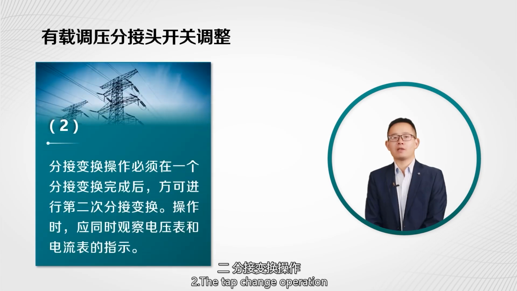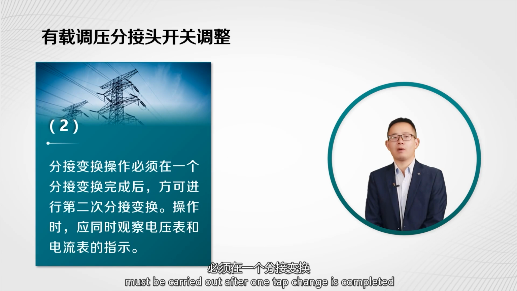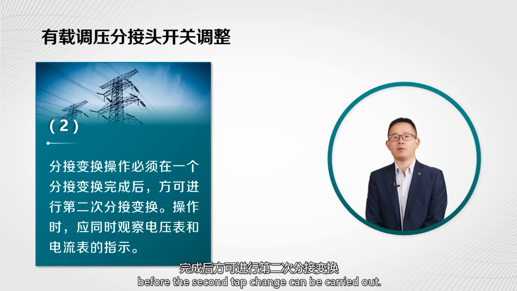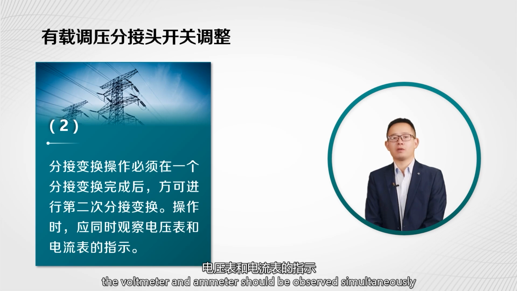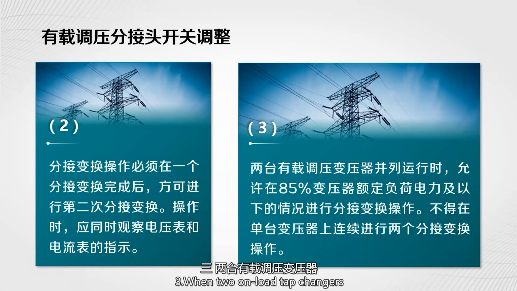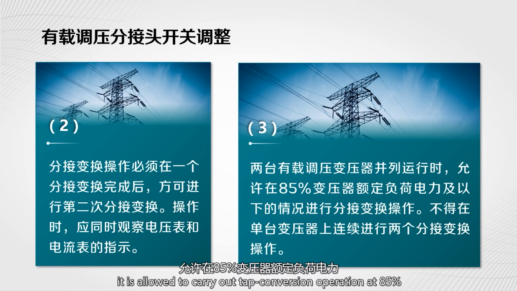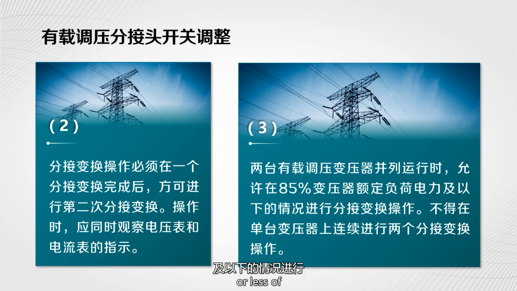Second, the tap change operation must be carried out after one tap change is completed before the second tap change can be carried out. During the operation, the indications of the voltmeter and ammeter should be observed simultaneously. Third, when two on-load tap changers are operating in parallel, it is allowed to carry out tap conversion operation at 85% or less of the rated load of the transformer, and two consecutive tap changing operations are not allowed on a single transformer.